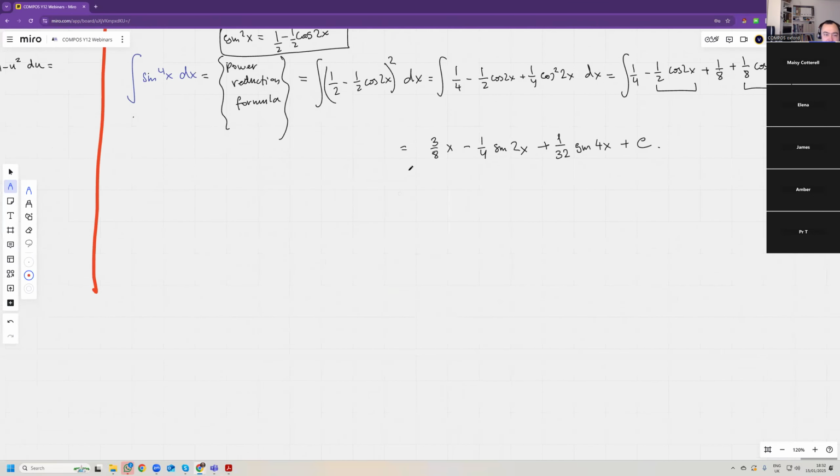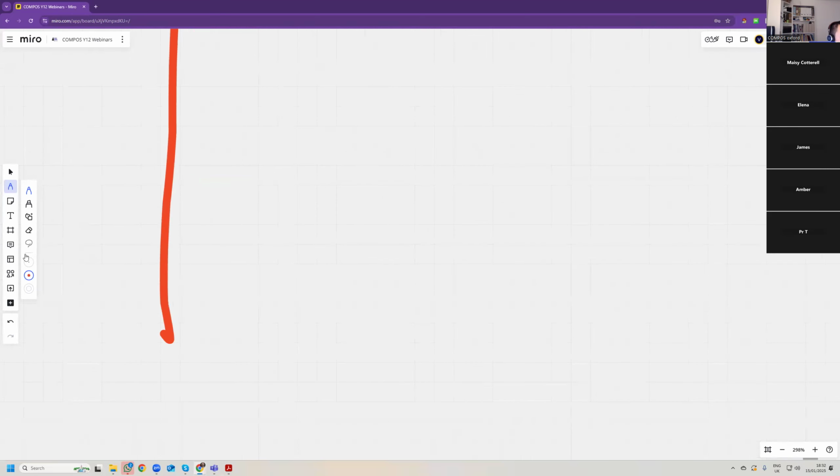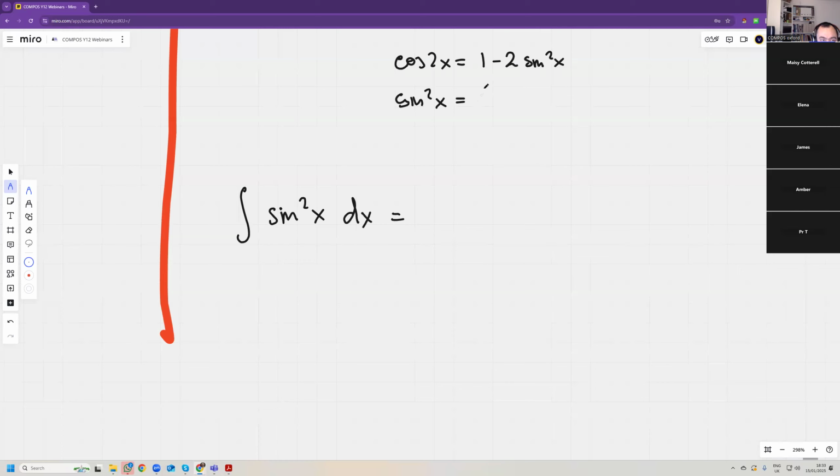Okay, let's do another simple integral. So when you do integral of sine squared x, that's the simplest even power you can get, except 0, of course. So I'm just going to remember that cos 2x is 1 minus 2 sine squared x. So from here, sine squared x equals 1/2 minus 1/2 cos 2x. I'm just rearranging this. So this is the power reduction formula for sine, and I'm going to use that.